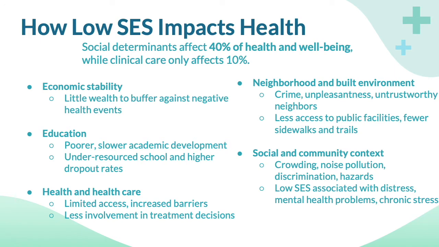The neighborhoods and built environments in low SES areas are perceived to have more crime, unpleasantness, and untrustworthy neighbors. Many also have less access to recreation facilities, less access to walking trails, and even lack a sidewalk. As a result, these barriers can increase stress and make social connections and physical activity more difficult. The social and community context in low SES areas has also been found to contribute to chronic stress. These neighborhoods are more prone to crowding, crime, noise pollution, discrimination, and hazards. This has been linked to distress, mental health problems, and health-impaired behaviors in residents of these areas.